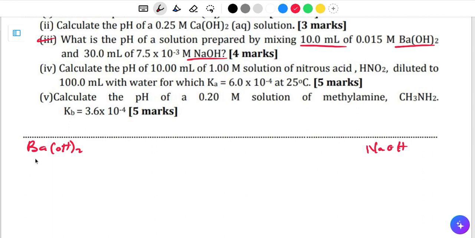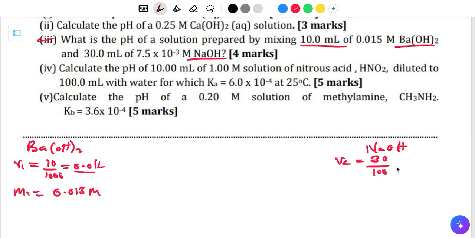So what things do we have? So we have volume 1, which is 10. If I convert that one in liters, you need to divide by 1,000, so it's going to be 0.01 liters. What about molality number 1? It is in its appropriate unit. What about this one, volume number 2? We have 30, so I need to divide by 1,000. Then I'm going to get 0.03 liters. What about molality number 2? 7.5 multiplied by 10 to the power negative 5 molality. So this is what we have.